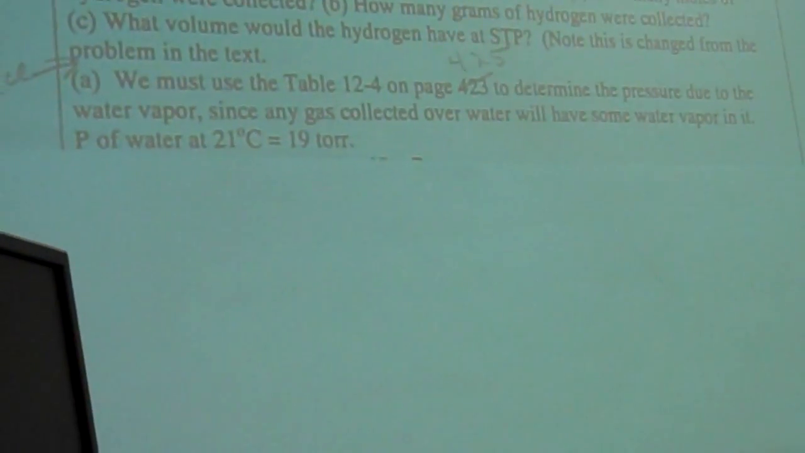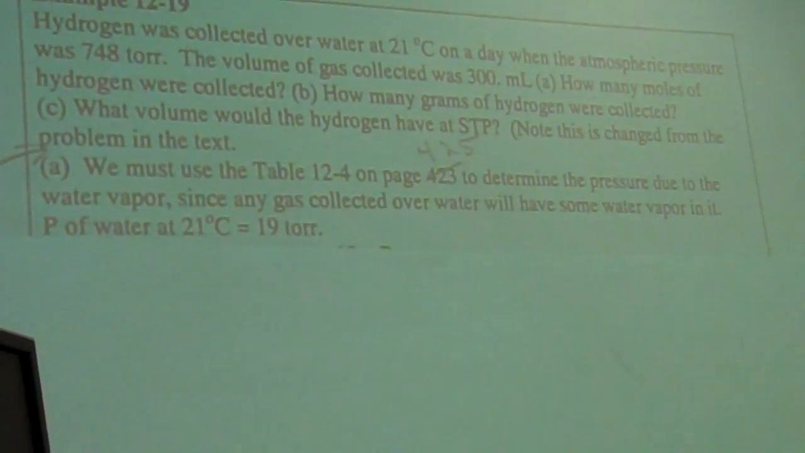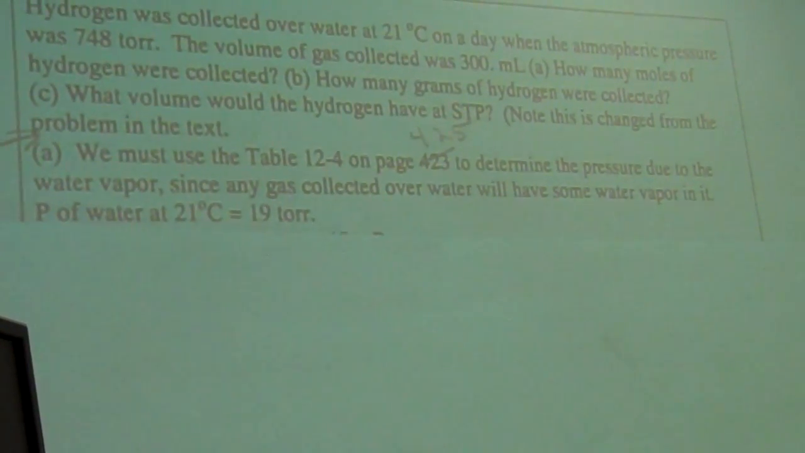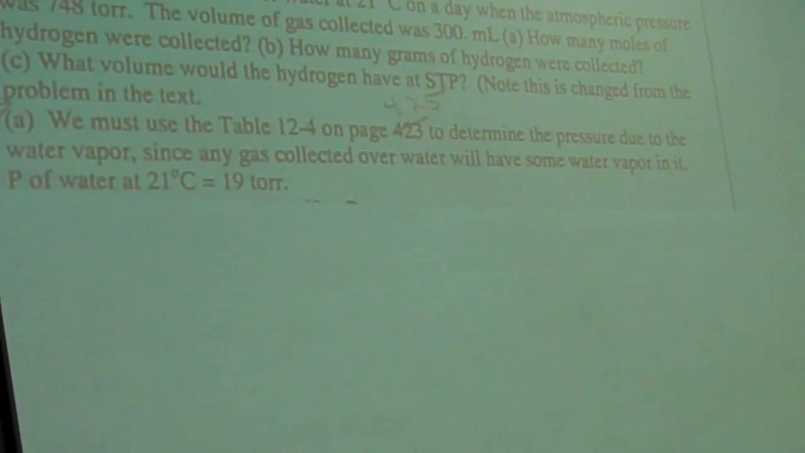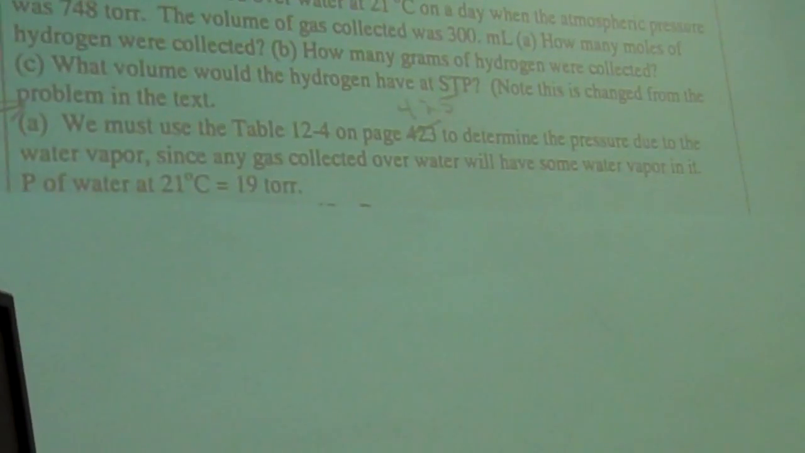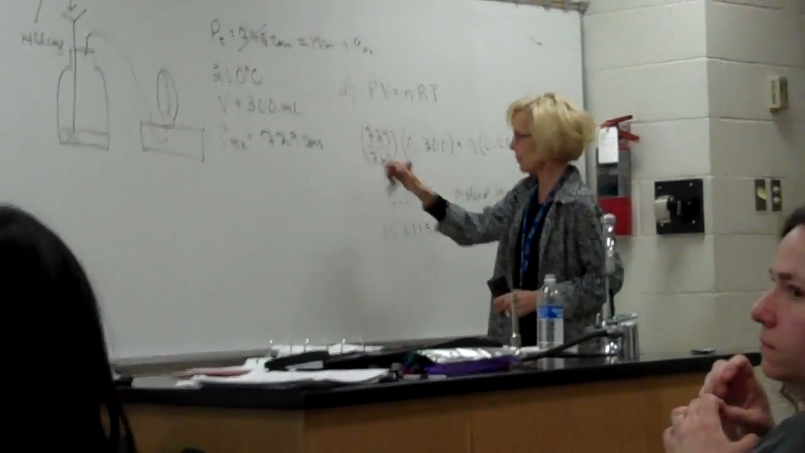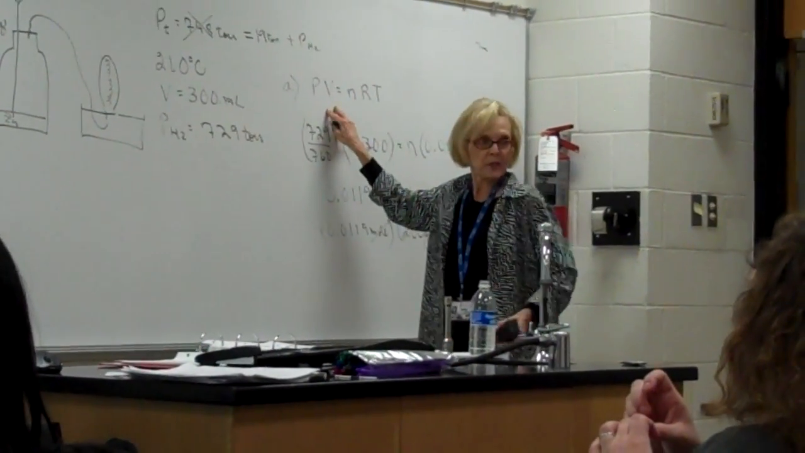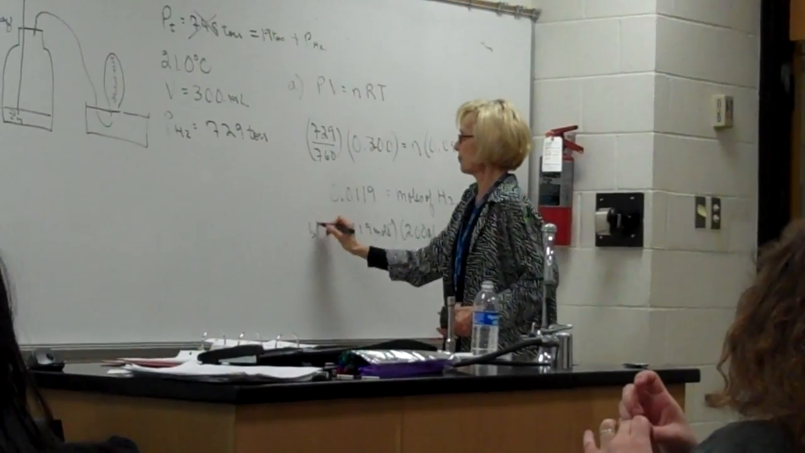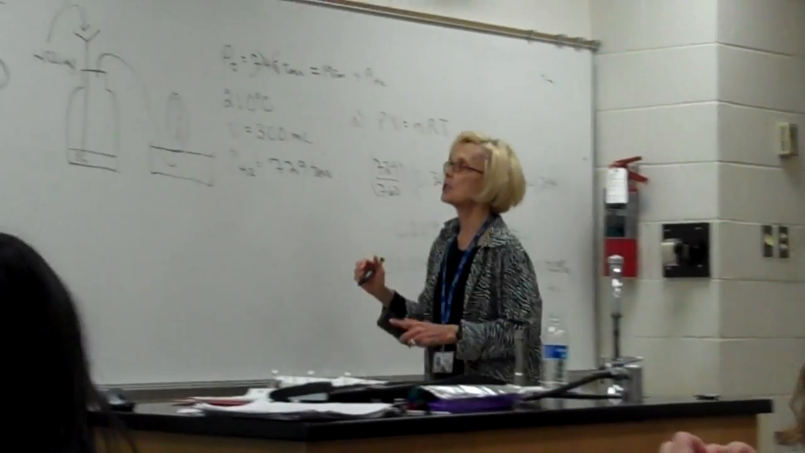Part C. What if we wanted to know the volume at STP so we could compare our work with somebody else's work? If I say, what's the volume at STP, do you see changing conditions? Yes. Okay, so this was part A. That was just, we have a missing part. This was part B. How many grams? No problem. Now, part C.